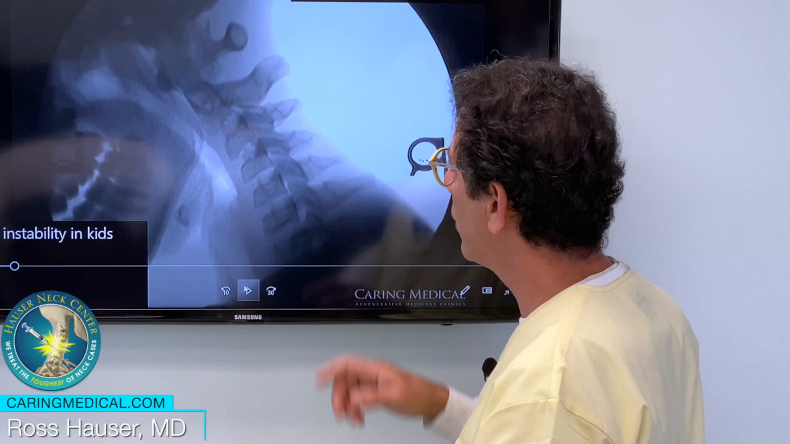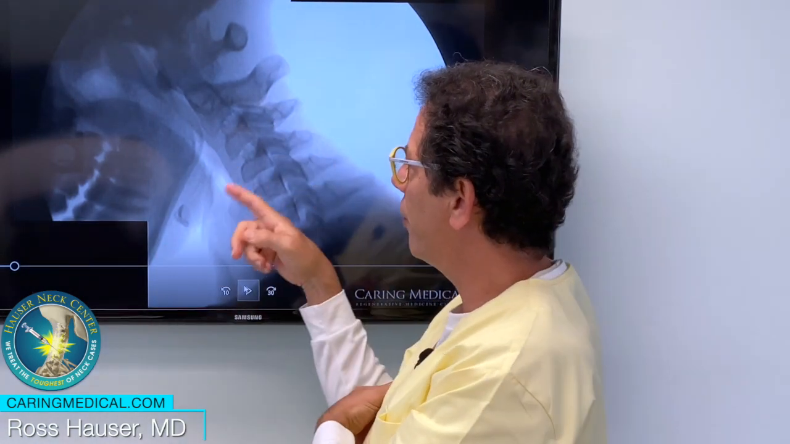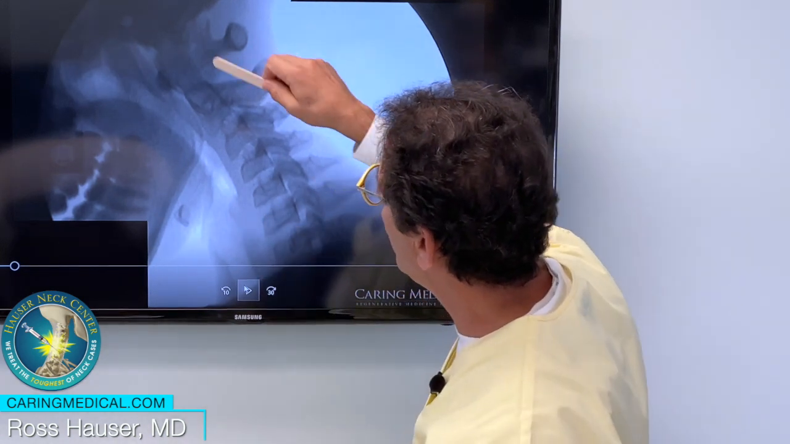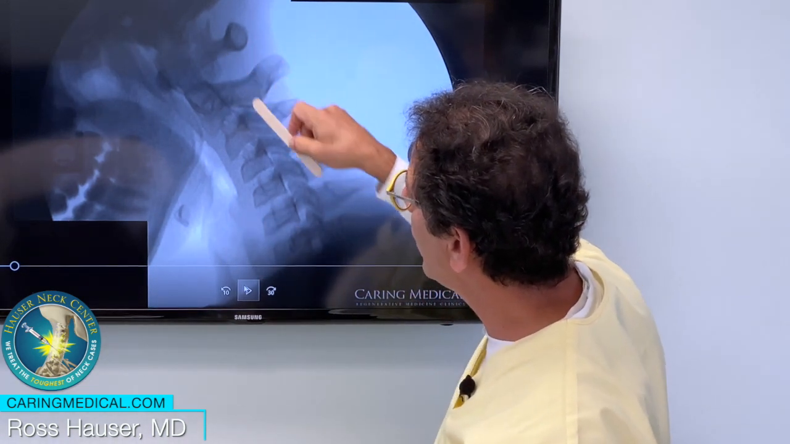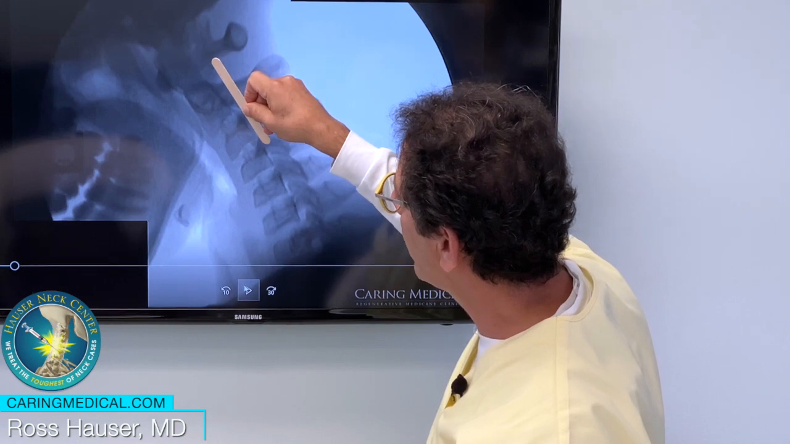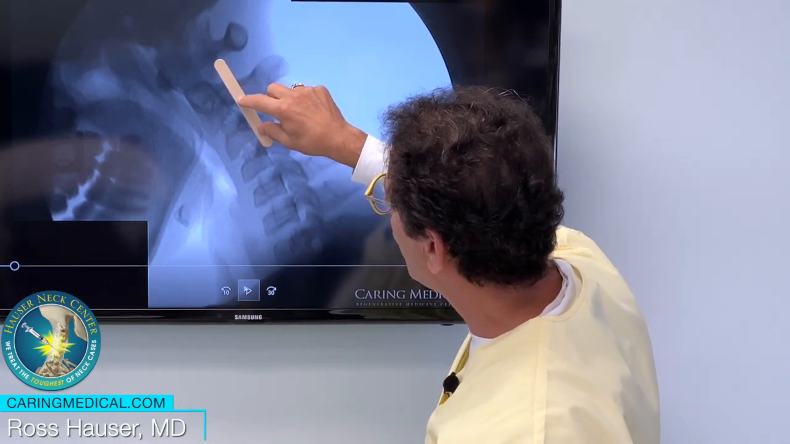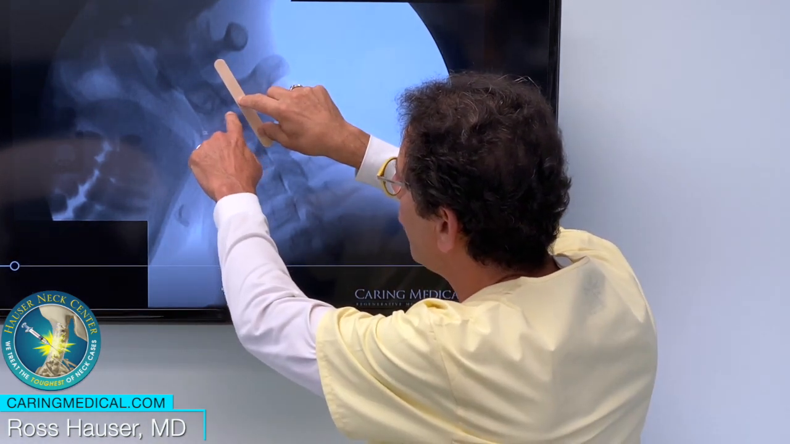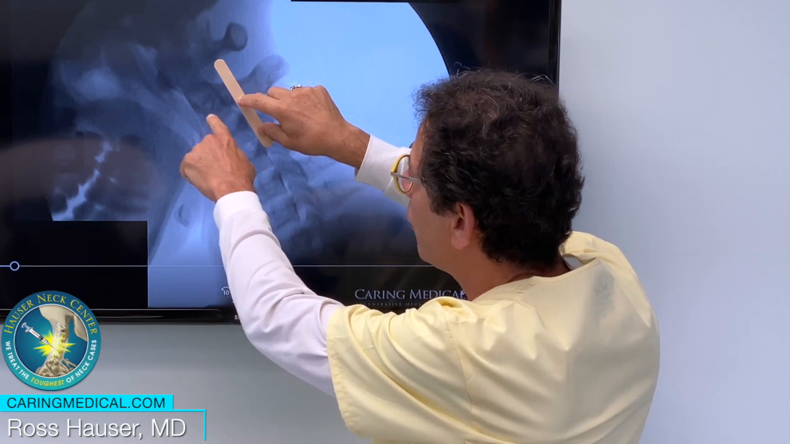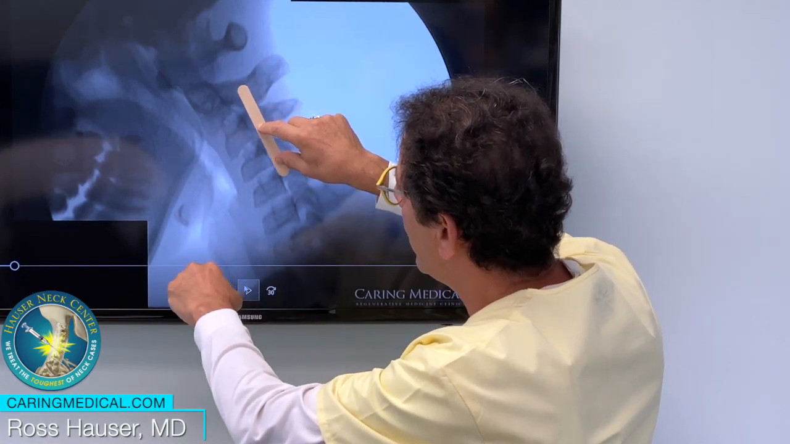Okay, good. So instability, how you find it is if you bend down and the vertebrae separate. This is called anterolisthesis because it's anterior. This is C1, this is C2, this is C3. If we draw a line at the back of the third vertebra here, there's this big space here. That's the amount of instability at C2, C3.